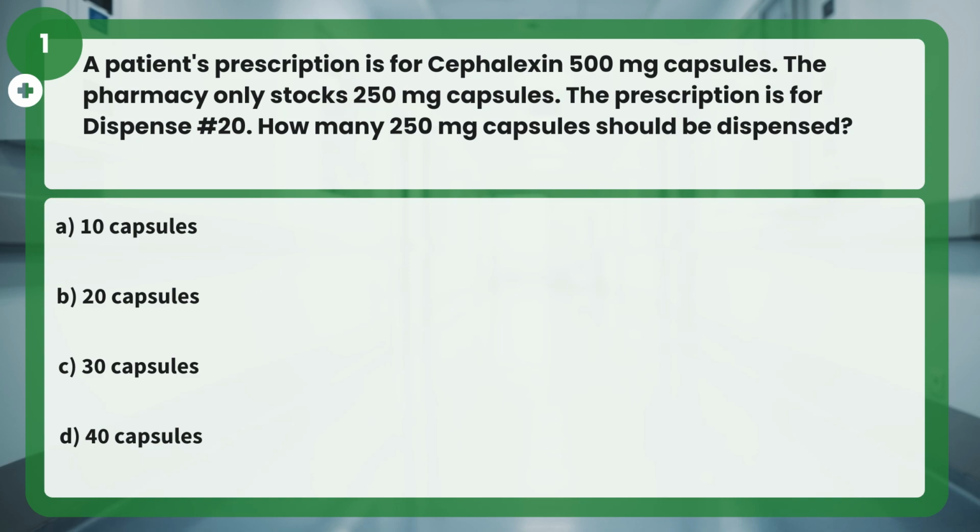Question 1. A patient's prescription is for cephalexin 500 mg capsules. The pharmacy only stocks 250 mg capsules. The prescription is for dispense number 20. How many 250 mg capsules should be dispensed? A. 10 capsules. B. 20 capsules. C. 30 capsules. D. 40 capsules.